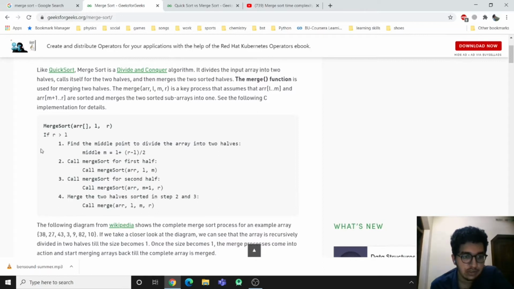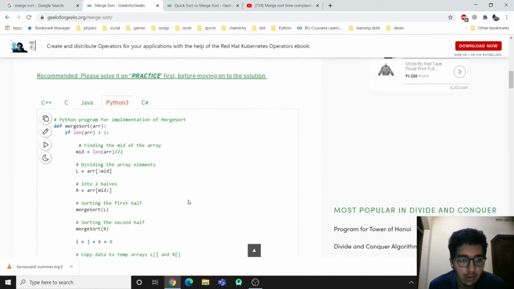Here the merge sort uses the function mergeSort(array, L, R), where firstly it finds a middle point to divide the array into two halves: middle M equals (L plus R minus 1) by 2. It calls the first half by using mergeSort(array, L, M). Now it calls the second half of the array: mergeSort(array, M plus 1, R). Now after getting sorted, it will merge both sorted arrays by using the second and third step by calling merge(array, L, M, R).